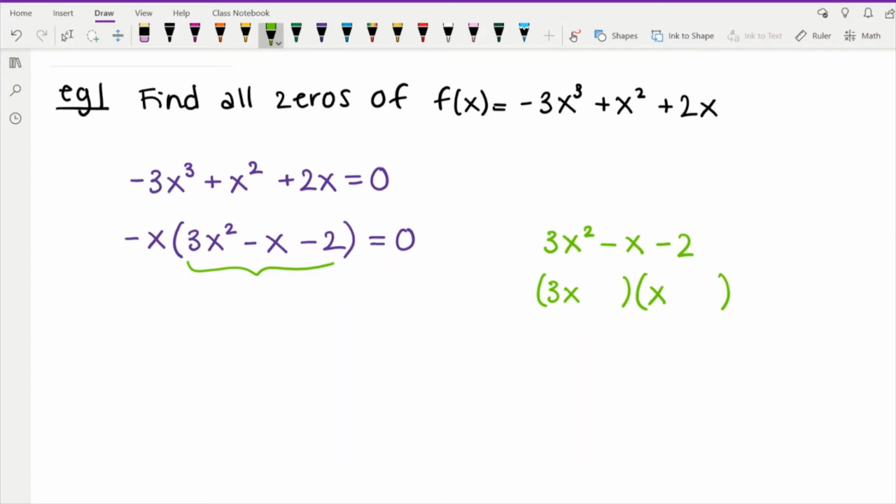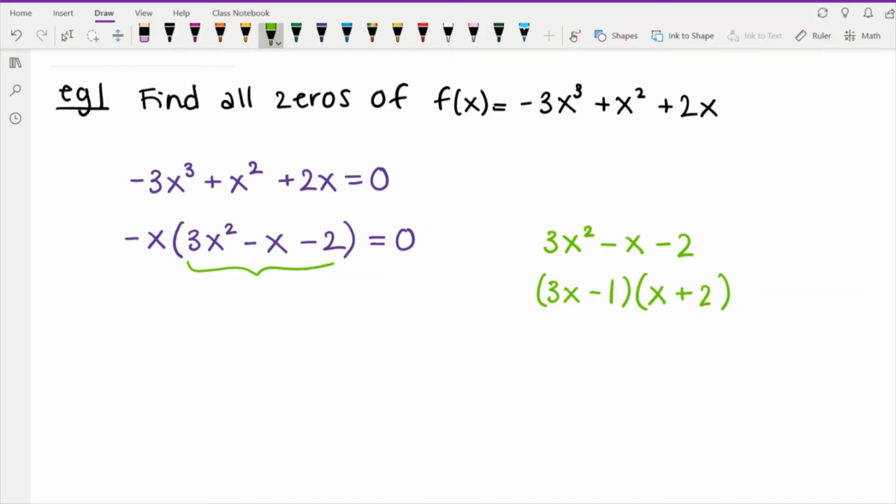Then we need to figure out two numbers to go here and here that will multiply to give us negative 2. And so our options are basically positive 1, negative 2, or negative 1, positive 2. And so this is where the guess and check comes in, right? There's a few different things to try, but basically we don't need to worry about testing the first and the last term, right? We can just test the middle terms.